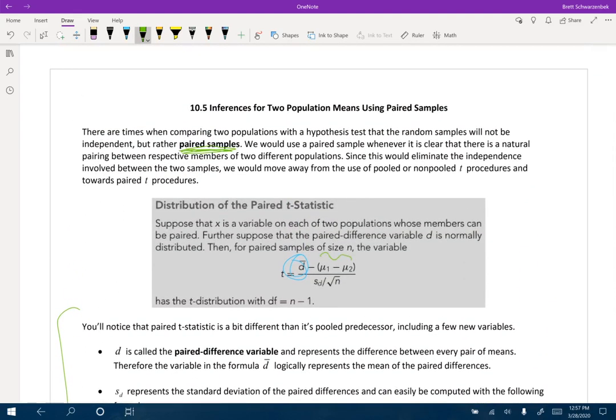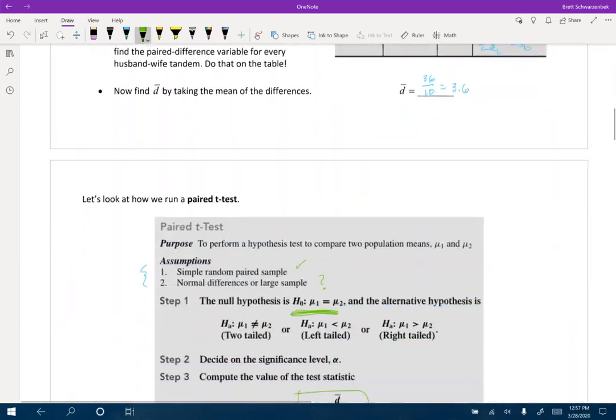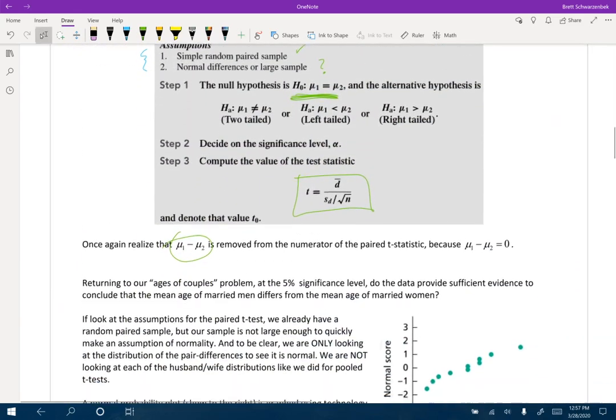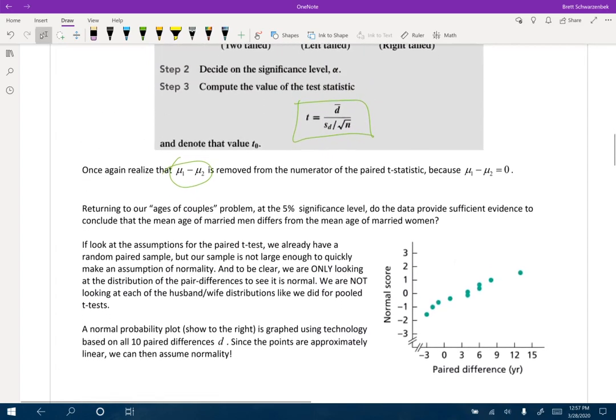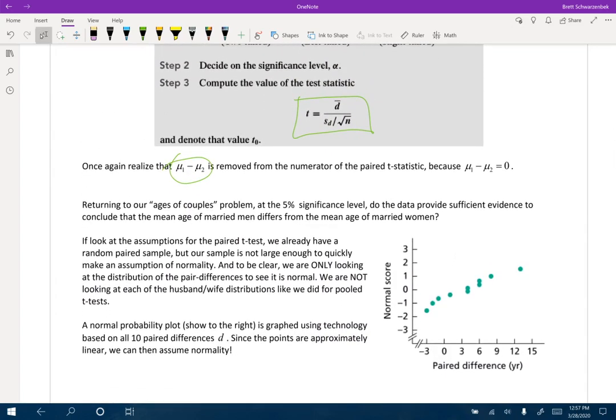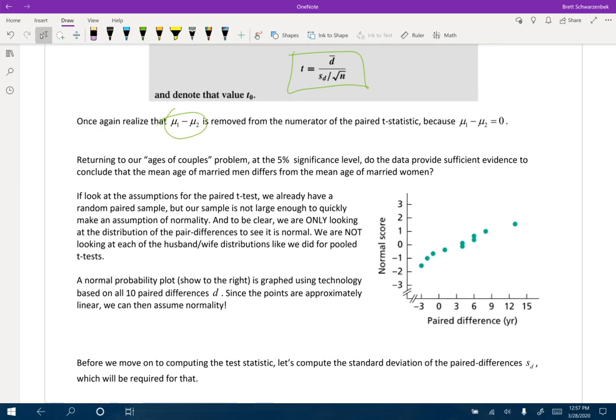This has been removed because we know, again, that the assumption is that that's going to be 0 in the null hypothesis. Okay, so a small thing here. So getting back to the normality, let's do, well, before that, I'm going to read this. It says, returning to our age of couples problem, at the 5% significance level, do the data provide sufficient evidence to conclude that the mean age of married men differs from the mean age of married women.